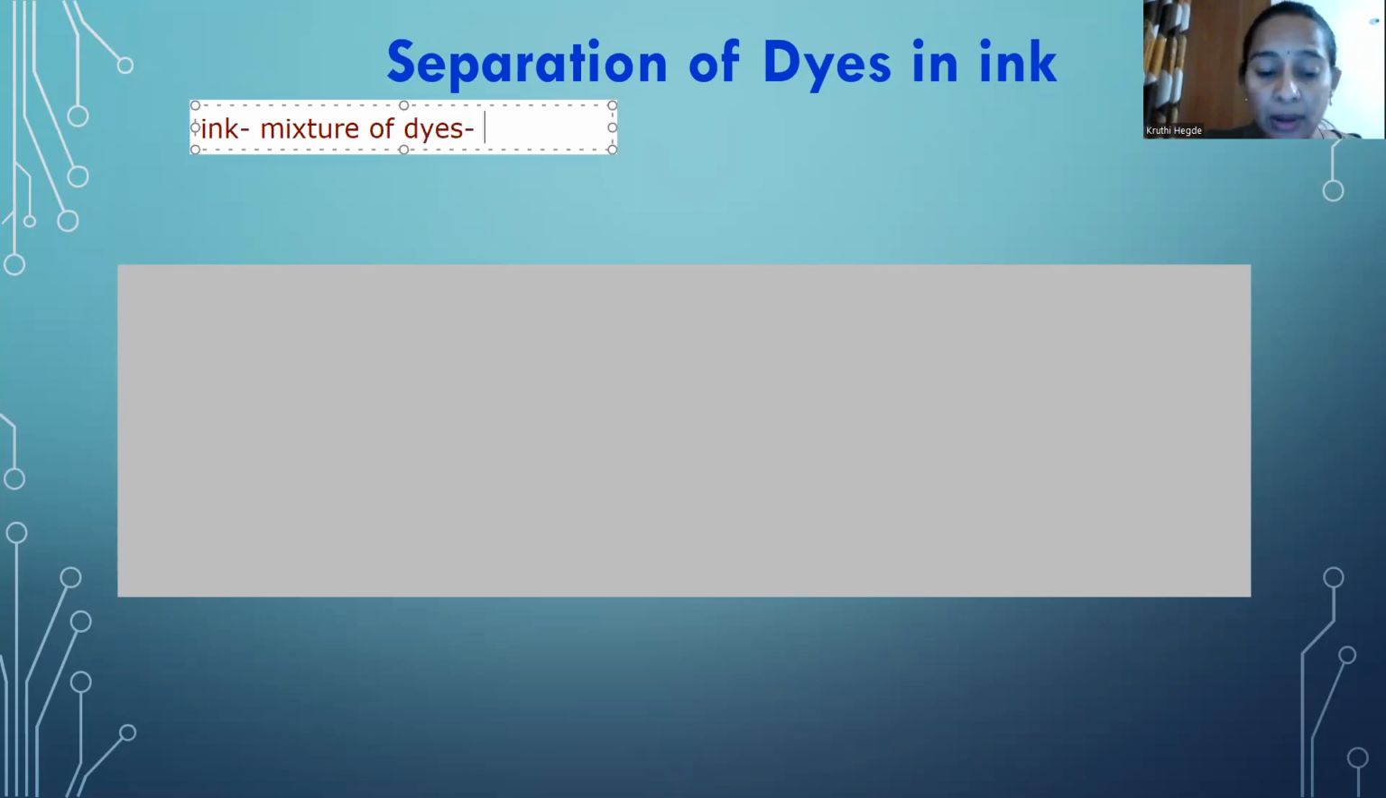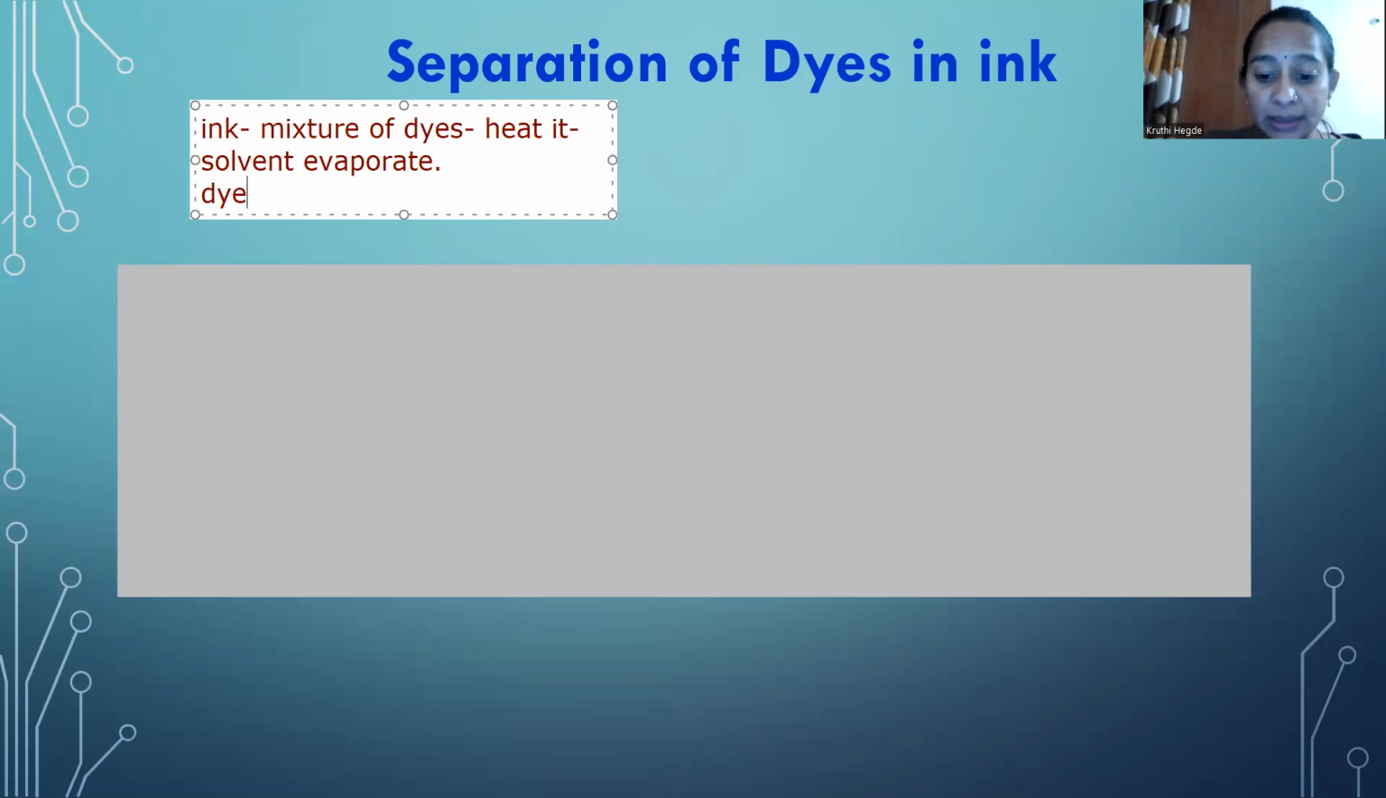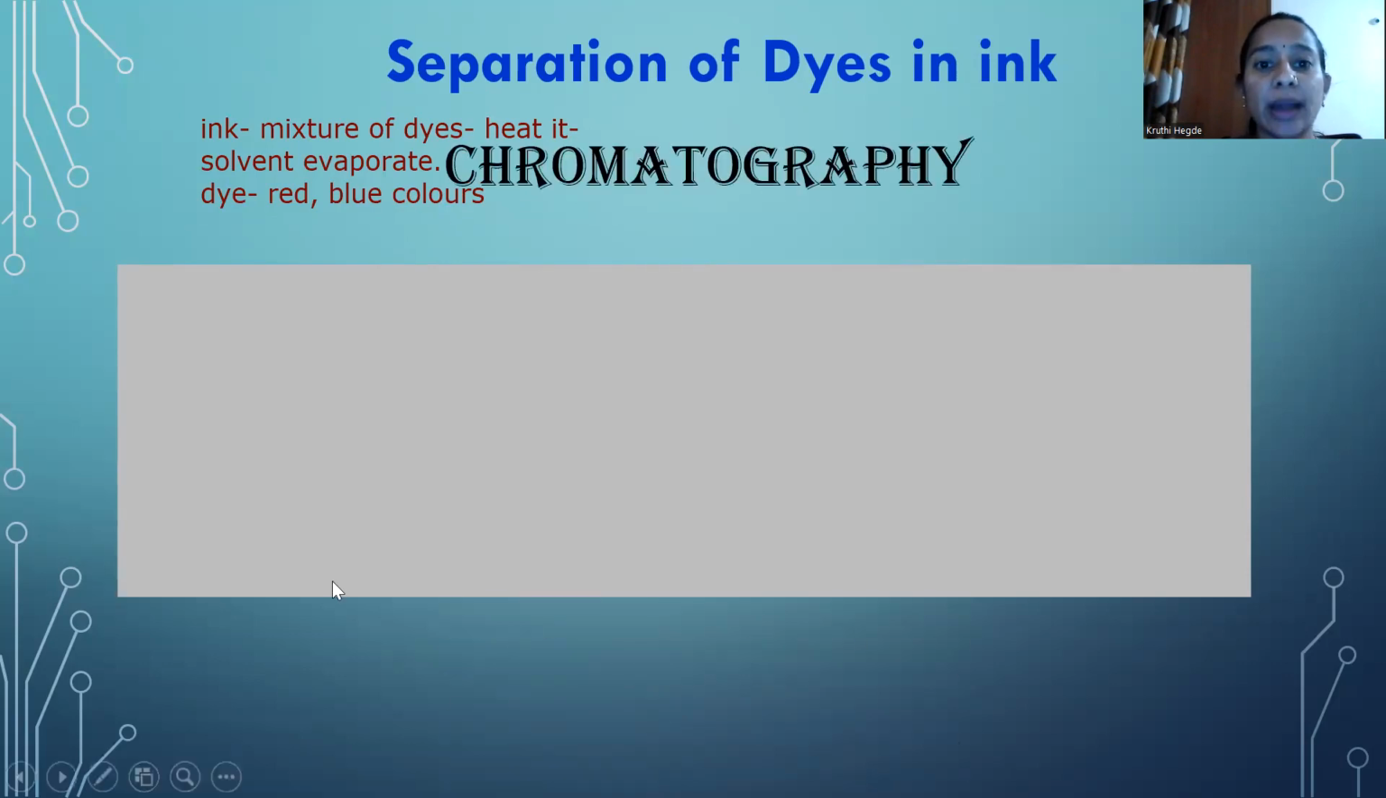When we heat it, the water content or solvent will evaporate. Then the dye remains. That dye again contains red dye, blue dye, or various colors present in that particular dye. So if we want to separate those dyes present in the ink, we'll go for a technique called chromatography. What is this chromatography?